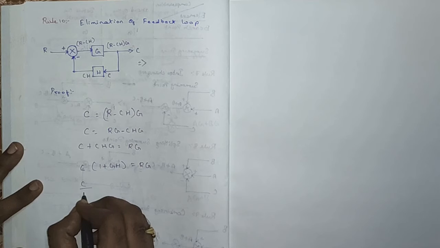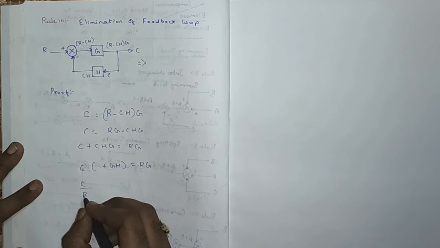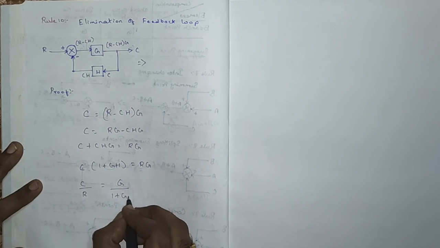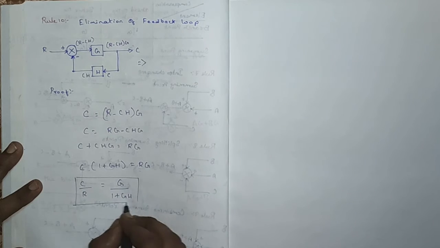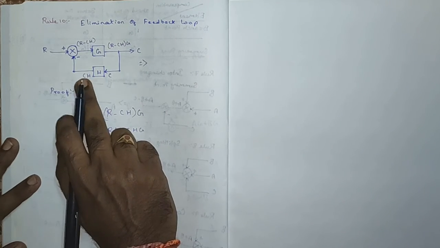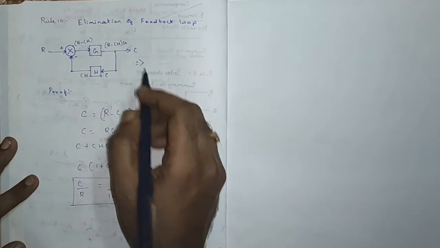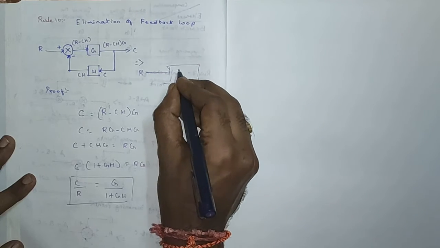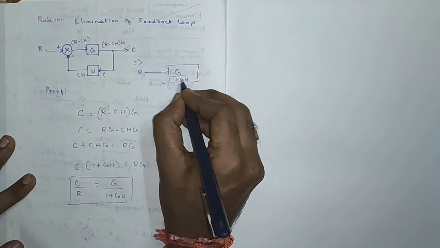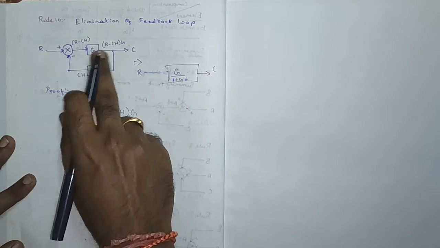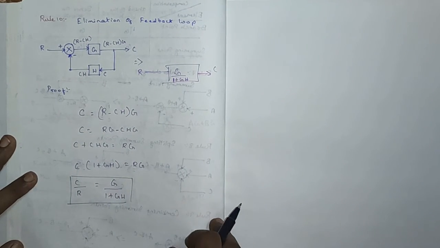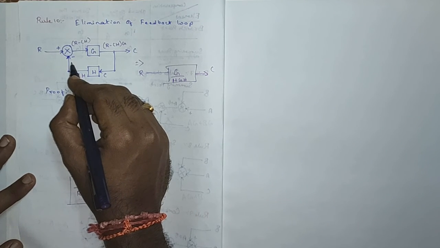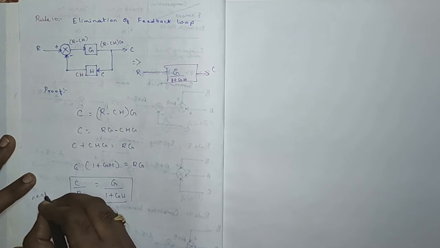As I said earlier, C by R is our intention. So I'll move R to the left side and this bracket term 1 plus GH to the right side. So it is G by 1 plus GH. This is the simplified term. So when we get a transfer function like this, a feedback loop, after solving it, we can replace this feedback loop by this block, that is G by 1 plus GH. Now what we have seen is a negative feedback, because the summing point is negative. So this is for negative feedback.